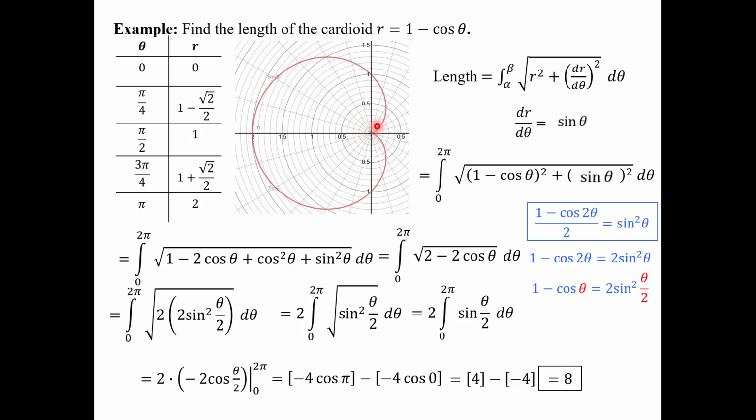So this is the curve length. If we were to travel around this curve, let's just pretend we're walking, we'd be walking 8 units.